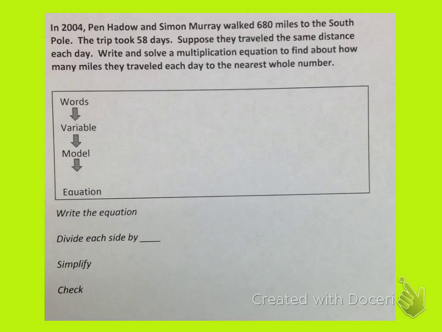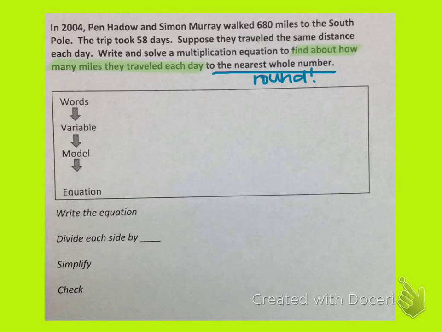The trip took 58 days. Suppose they traveled the same distance each day. Write and solve a multiplication equation to find about how many miles they traveled each day to the nearest whole number. So we're trying to find about how many miles they traveled each day. And when it says to the nearest whole number, that means we're going to have to round.